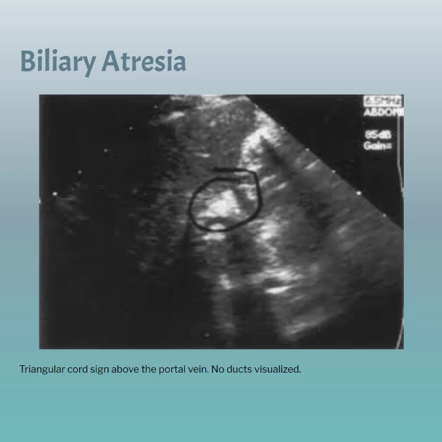So here's an example of the cord sign. We can see the liver. This is the portal vein, and just superior to it, you're going to have a very echogenic triangular blob of tissue. Now, the other part with biliary atresia is that you're not going to be able to visualize other ducts. So you should not be able to see a common hepatic duct or the common bile duct.